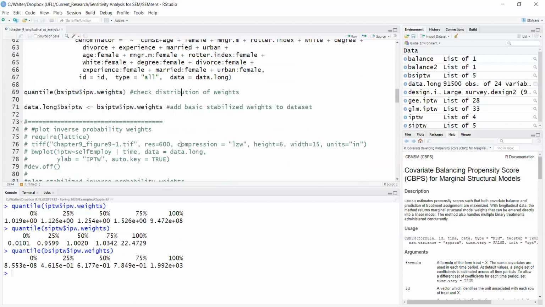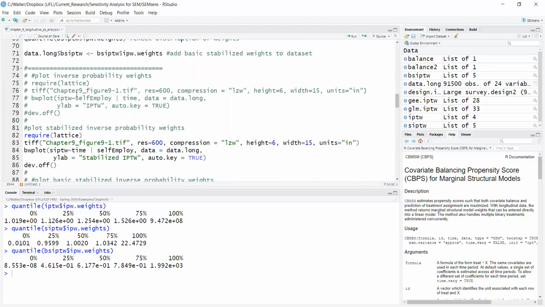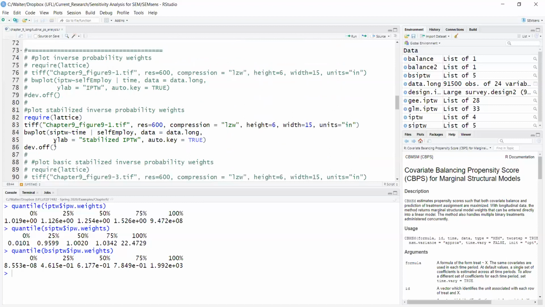Now I have 3 weights. This is called to plot them. I am going to plot the weight as a function of time and self-employment. Here, just plot the stabilized weight.